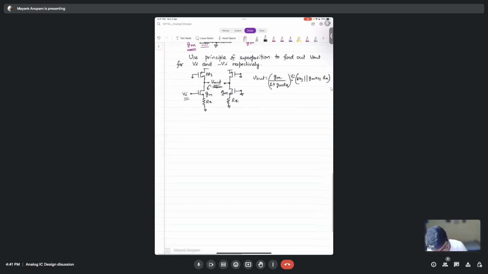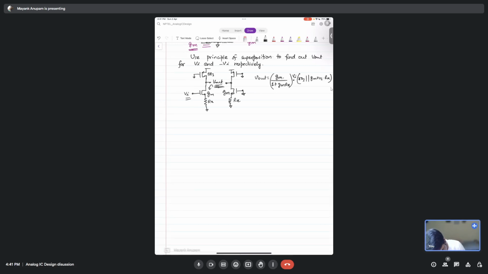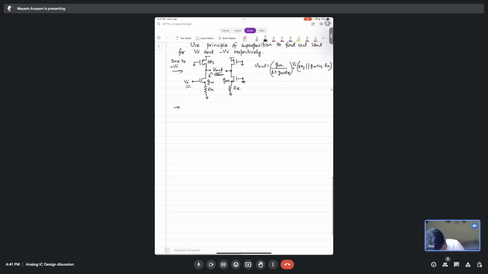Now what will be the V out similarly due to minus Vi? So this is due to plus Vi. Now we have to find out V2 minus V1.